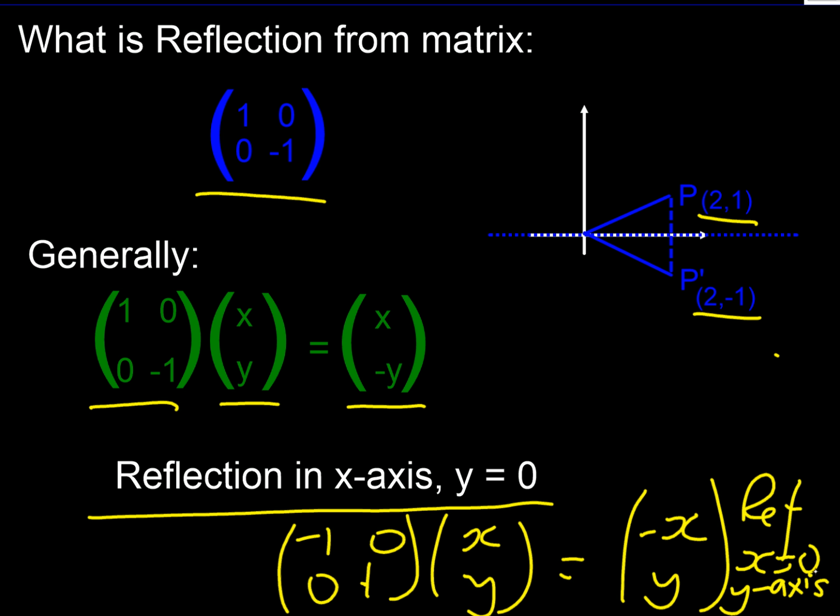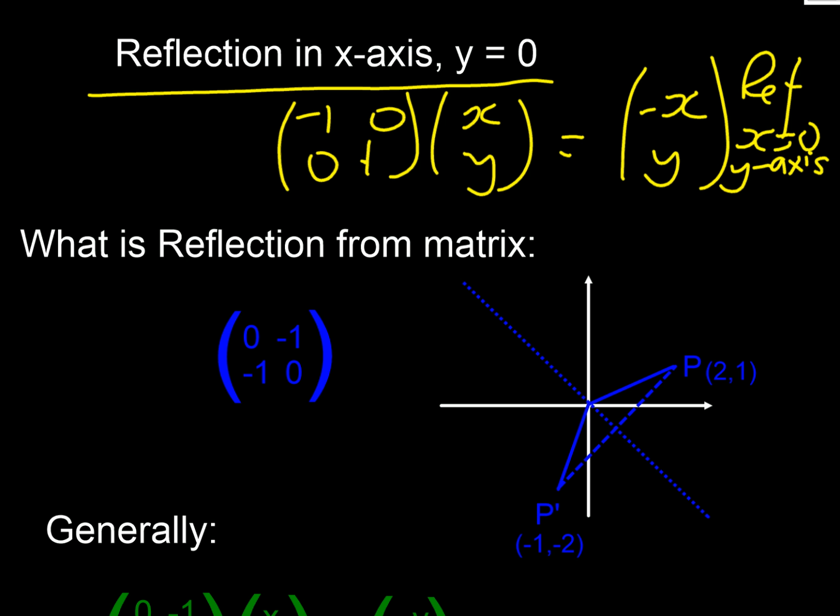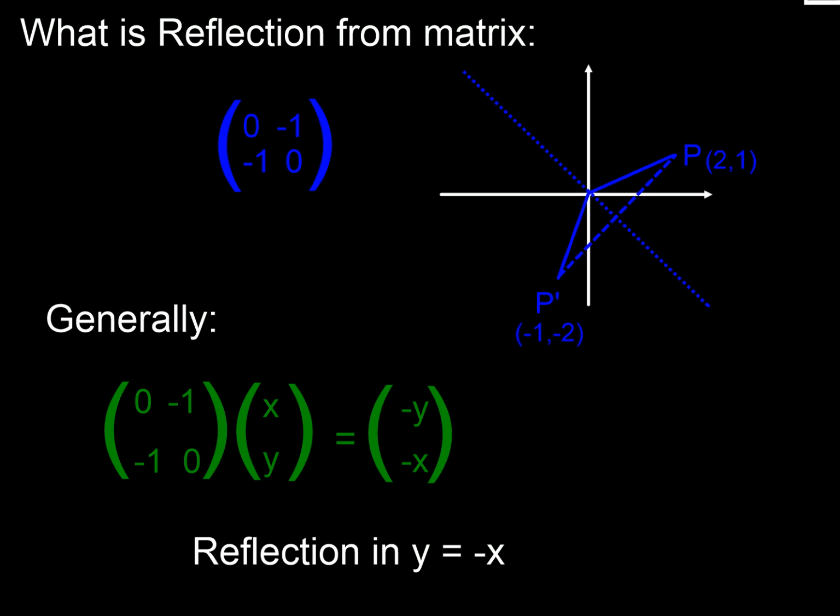So those are our two basic ones, and just one more extended one here in reflections. Let's have a look at this matrix here, (0, -1; -1, 0). If we multiplied that out, there's the matrix, there's the general point (x, y), we get (-y, -x). So the point (2, 1) would end up at the point (-1, -2). So that's a reflection in y = -x.